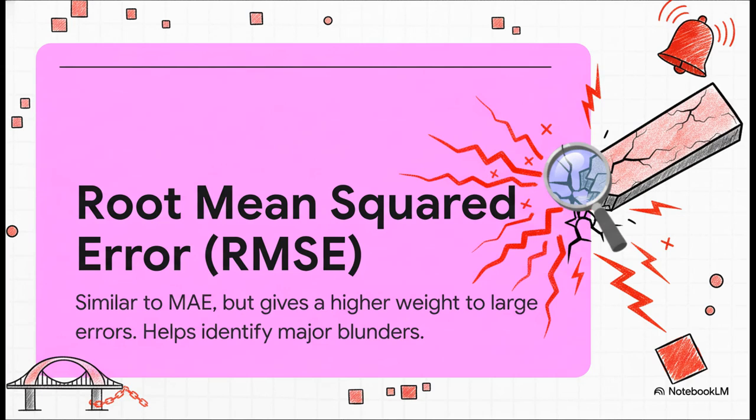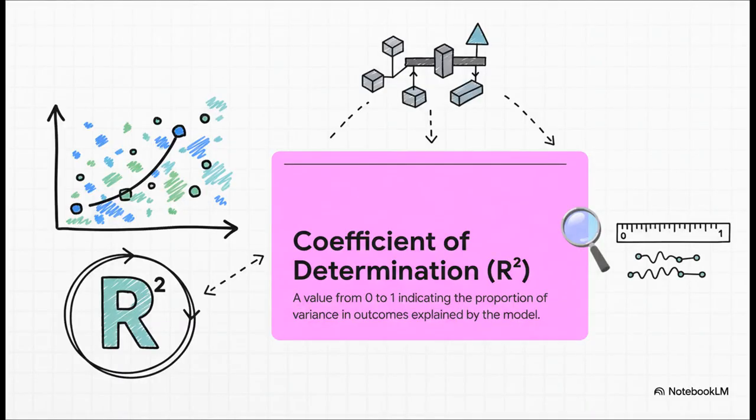Next, we've got root mean squared error, or RMSE. It's kind of like MAE, but it has a built-in alarm for big mistakes. Because it squares the errors before averaging them, it penalizes huge blunders way more than small ones. This is really our safety metric. It's the red flag that tells us if the model is making some occasional really bad calls that could be dangerous. And our third key metric is the coefficient of determination, which everyone just calls R squared.